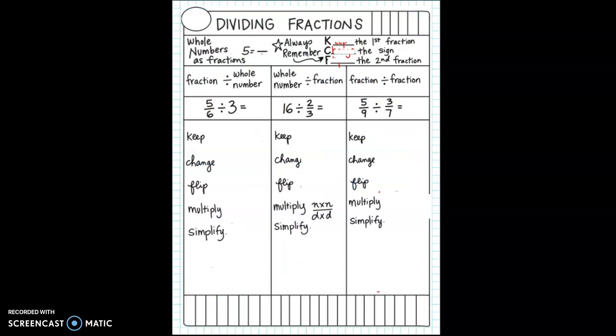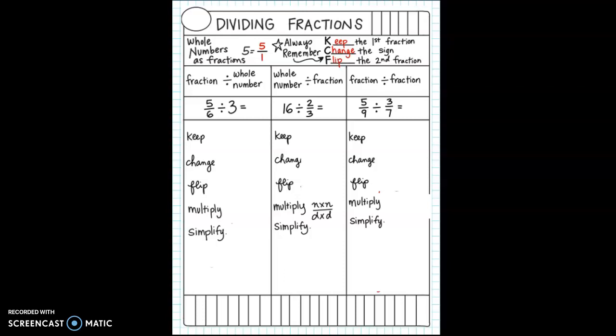Here are some more examples of dividing fractions. Remember, to write whole numbers as fractions, you simply write the number over 1. So 5 becomes 5/1. Always remember to keep the first number, change the sign, so division to multiplication, and flip the second fraction to its reciprocal.